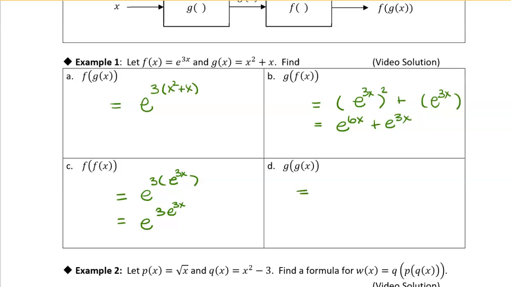So g of x is just the input squared, right, plus the input again. But this time I'm going to feed in g of x, which is x squared plus x, right? And I'm going to replace x everywhere, the input everywhere, with x squared plus x. Now I could expand that out and simplify, but I don't really have a reason to do that. So I'm just going to leave it that way.